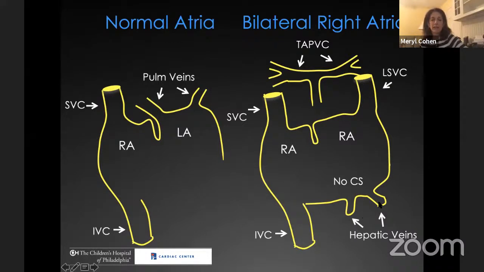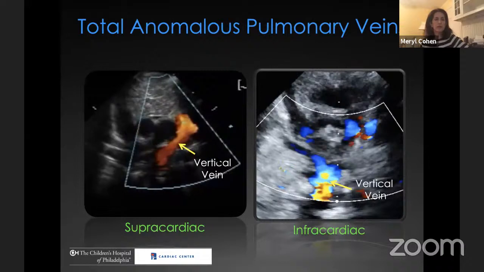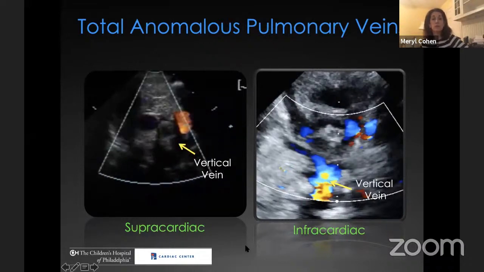The hepatic veins can drain separately from the inferior vena cava, which does connect to the right atrium in this case, and you'll have total anomalous pulmonary venous connection. And so this is just a reminder of many of the findings you can see in right isomerism. Here are just two examples of total anomalous pulmonary venous connection types you can have.